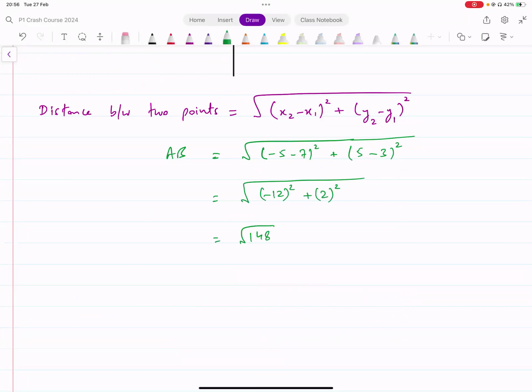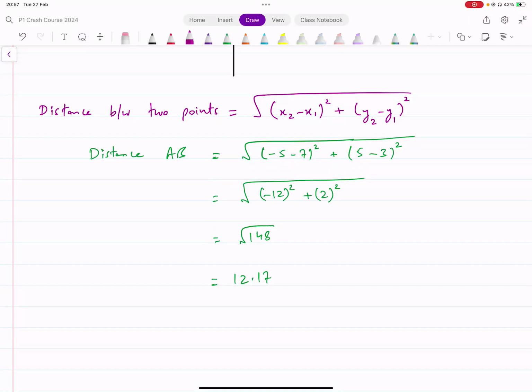That's the distance. If you wanted to write it in exact form, you could just leave it like this. If you want to write it in decimals, it would be like this, 12 point something. Let me just evaluate that. Square root of 148. That gives me 12.17. Right? So that's the distance between the points A and B. Okay? That's how you find the length of this line AB, distance between the points A and B. So that's the first thing you need to know about.